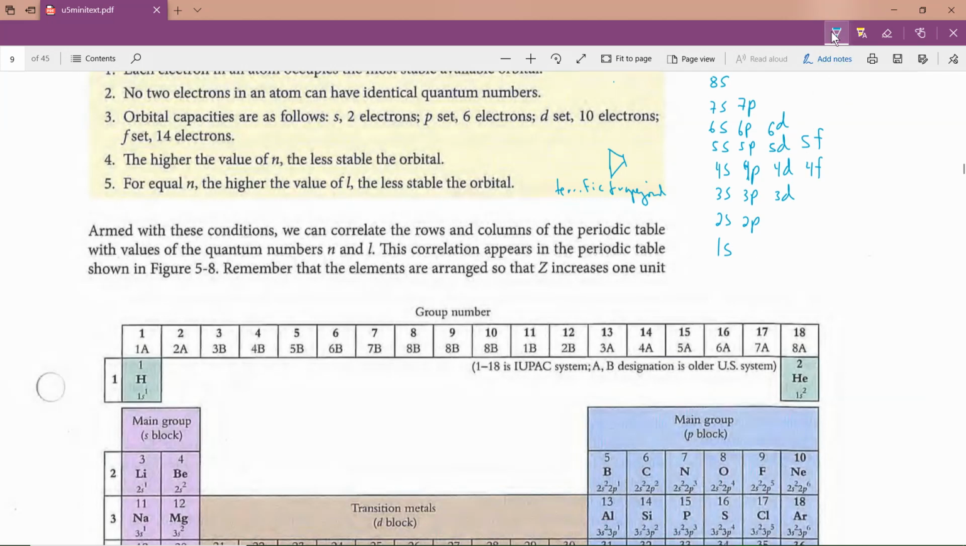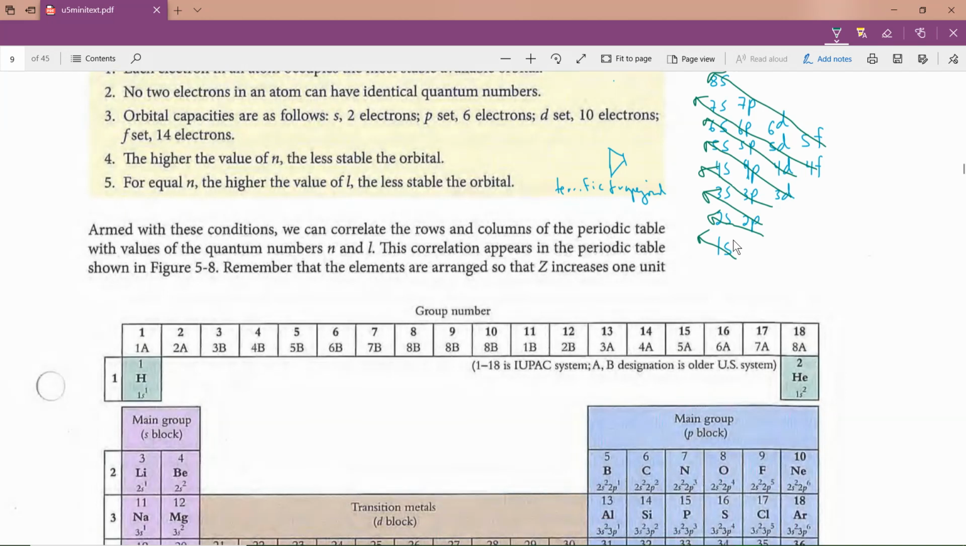And what you do is you fill up the 1s subshell first, and then you fill up the 2s, and then the 2p, 3s, 3p, 4s, 4p, 5s, 4d, 5p, 6s, 4f, 5d, 6p, 7s, 5f, 6d, 7p, 8s. So that's the order in which you fill up the subshells, and that is what I call the terrific trapezoid. And I don't know anyone else in the world who calls it that, but maybe there is somebody out there.